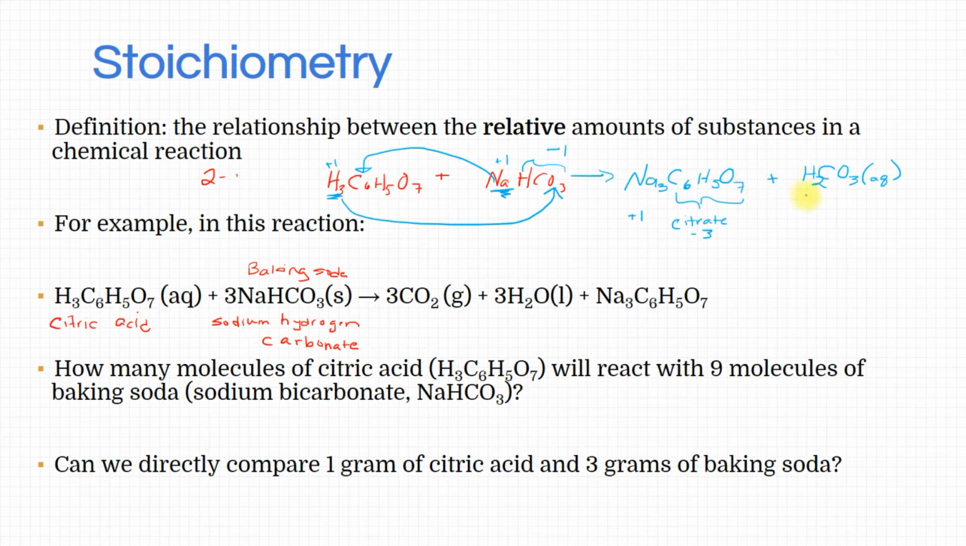Now, that's the double replacement step. So we have replaced the cation: the citrate connects up with the sodium, so we're replacing the hydrogen cation, and the hydrogen connects up with this hydrogen carbonate group. Now the thing about H2CO3 is it's unstable.